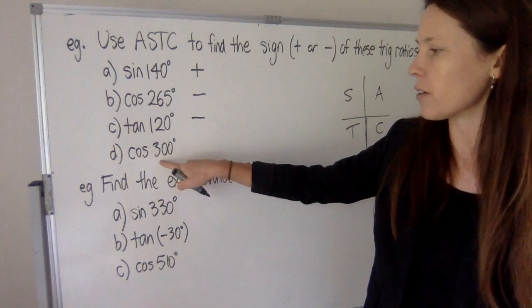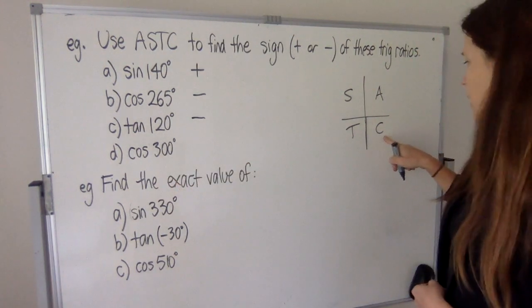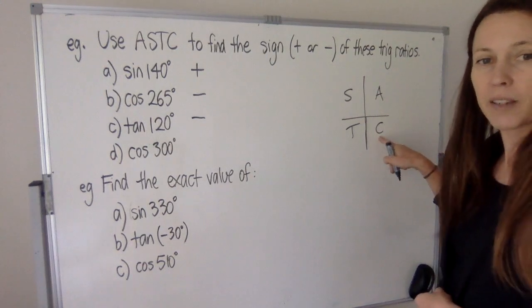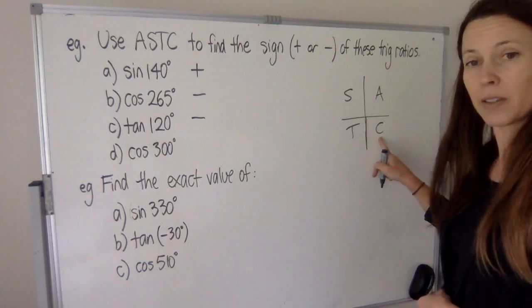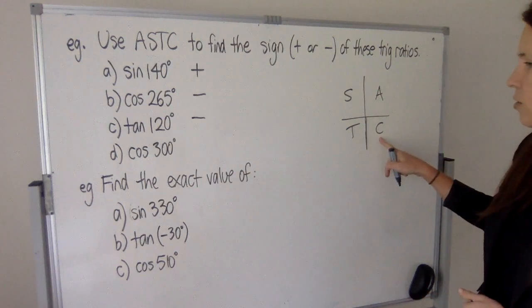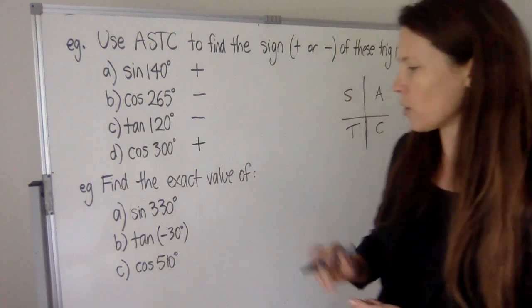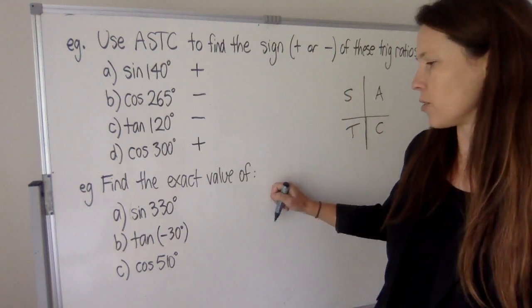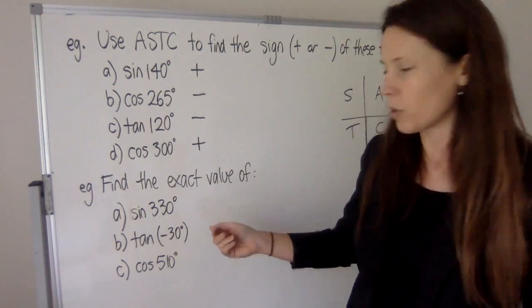And cos of 300 degrees, well, 300 is over here in the fourth quadrant. And down there, it's got a C, which means cos is positive. All, sine, tan, cos, that's what that stands for, all stations to central. So cos is positive down there. All right, what about finding exact values of these? Now, step one, work out which quadrant it's in.